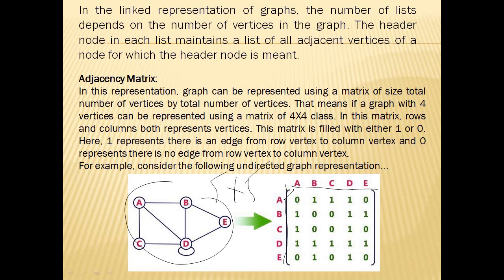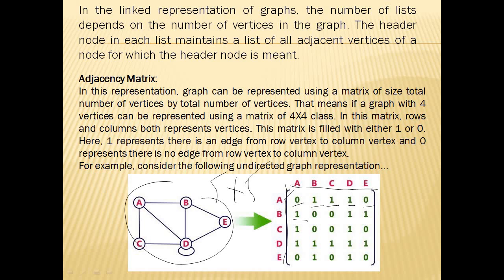A to A, is it adjacent? No, 0. A to B, it's an adjacent vertex, so a link is there, an edge is there, then 1. A to C, edge is there, then 1. A to D, edge is there, then 1. A to E, we don't have an edge, then 0. Same like that, B to A, we have an edge, then 1. Why? Because it is undirected.